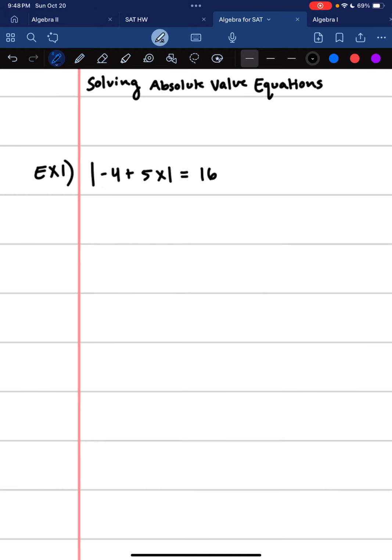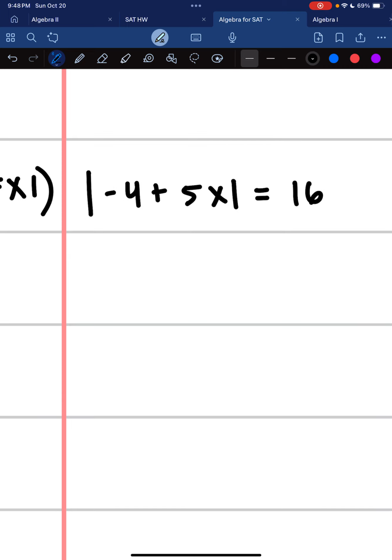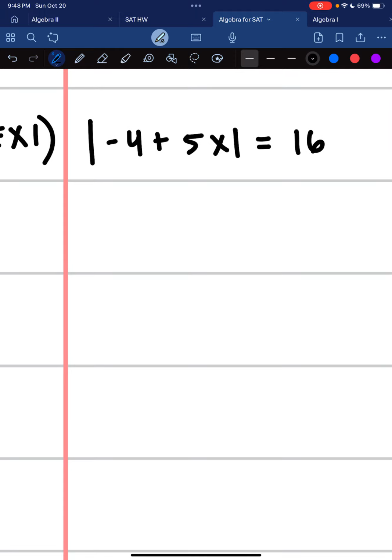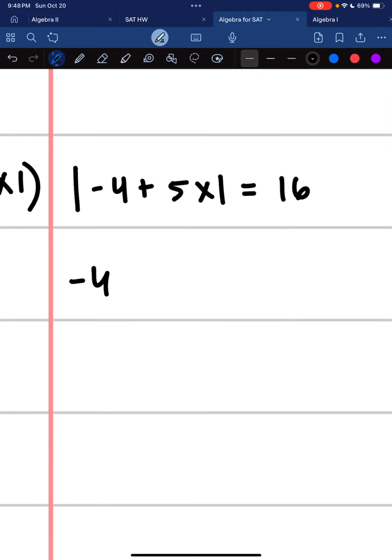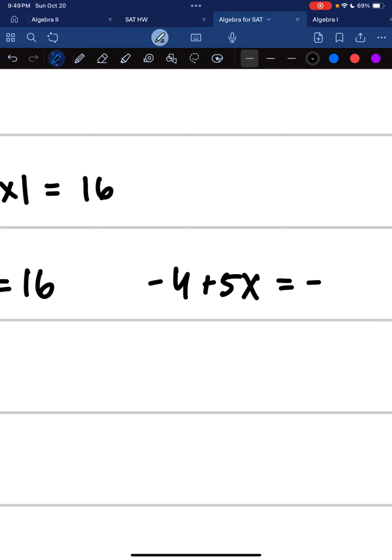That means that when you're solving absolute value equations, once you isolate your absolute value, you're going to end up solving two separate equations. So here's what that means. Let's say we have absolute value of negative 4 plus 5x equals 16. What we're going to do here is set negative 4 plus 5x equal to positive 16, and we're also going to do negative 4 plus 5x equals negative 16.